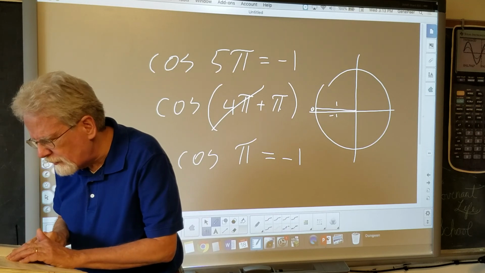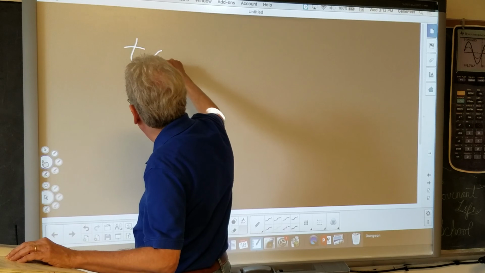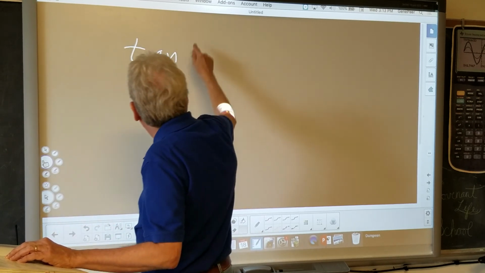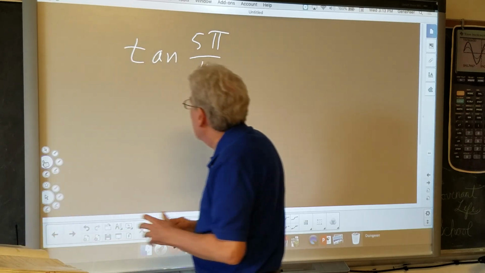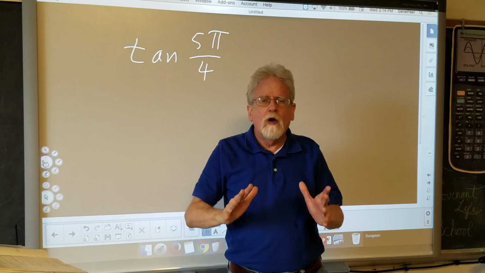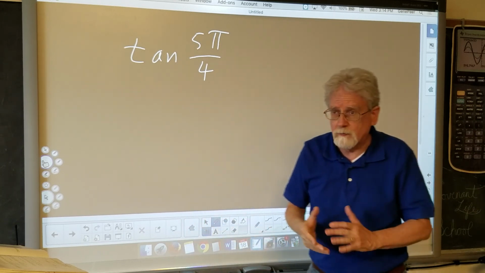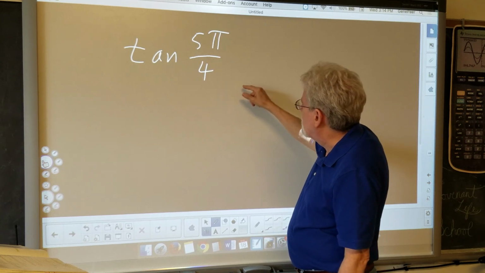The next example is tangent. Watch out, don't forget, tangent is a little different. Tangent of 5 pi over 4. Okay, tangent repeats itself every 1 pi. So we toss out any multiples of 1 pi. So how many 1 pi's are in this? Well, what is 5 pi over 4?